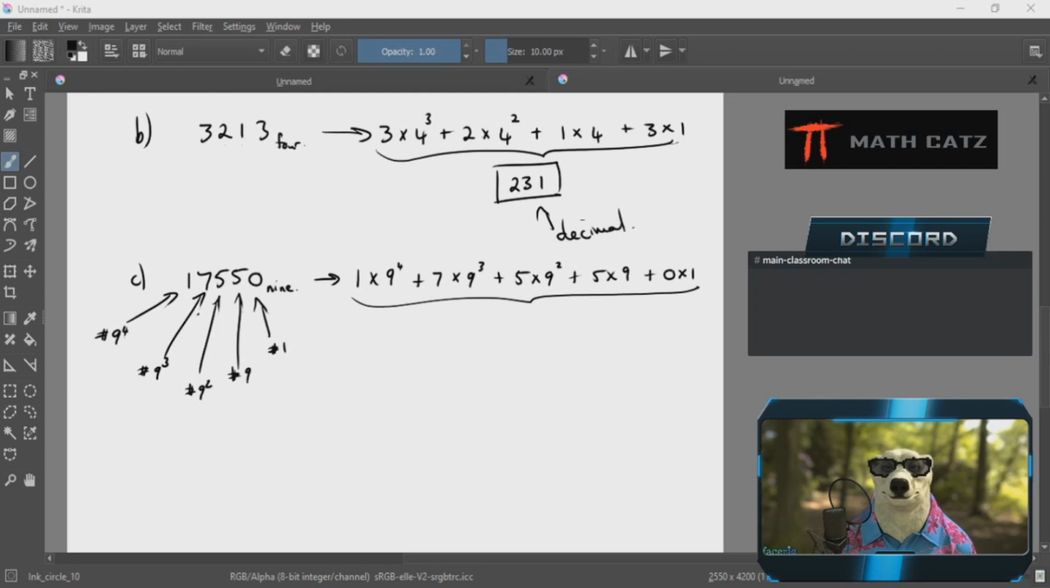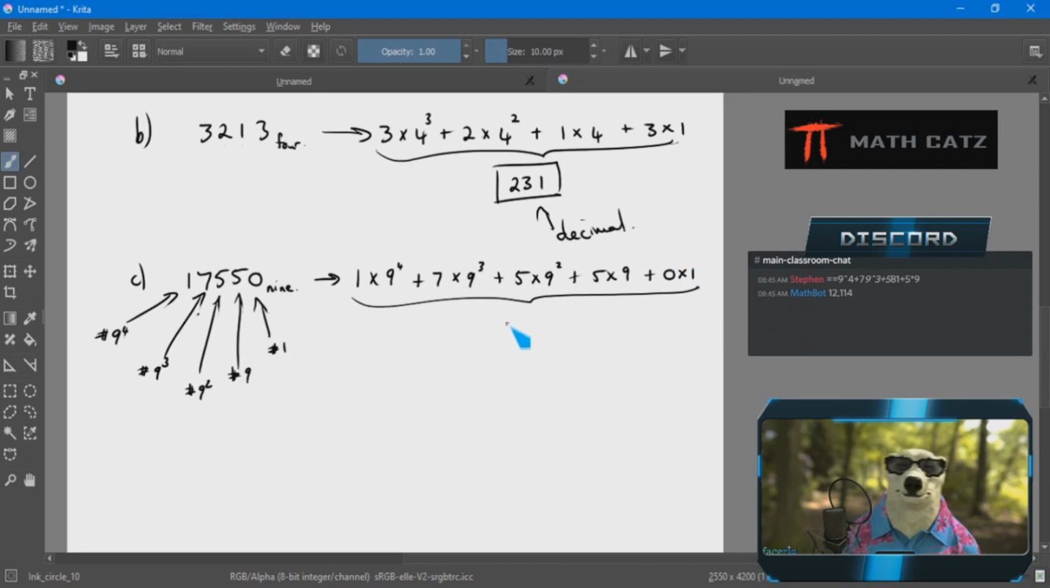9 to the power of 4, I don't care to remember what that is, plus 7 times 9 to the power of 3, maybe you remember it, maybe you don't, plus 5 times 9 squared, I know is 81, plus 5 times 9, I could have just written 45, and 0 times anything is 0. And we get 12,114. That is my decimal equivalent value for the quantity being represented.